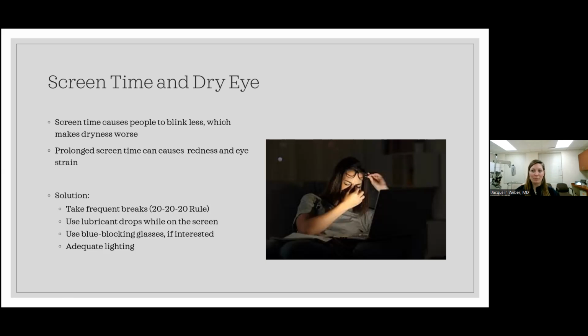And again, we had mentioned briefly considering the blue blocking glasses if you're interested. I usually tell patients don't spend a lot of money on that option. They tend to be a little bit more pricey, and they don't always give patients the benefit that they expect. So I would try a cheap alternative and see if it helps. And if it doesn't, then I would otherwise stick with the other options that we've discussed.